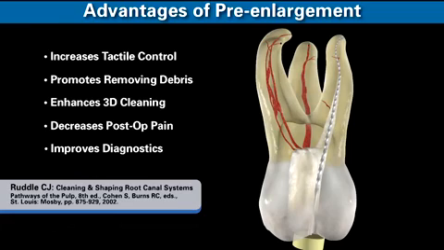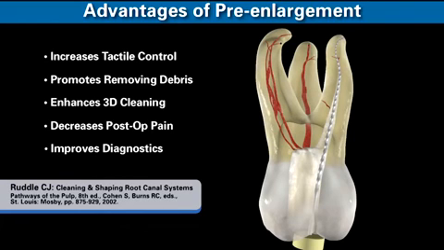Clearly, plenty of research has shown that a pre-enlarged canal decreases postoperative pain because there's less likelihood of pushing debris inadvertently periapically. Finally, when we have a pre-enlarged canal, its apical one-third can usually accept a larger instrument. This improves radiographic control. This also enhances the accuracy and reliability of all apex locators.